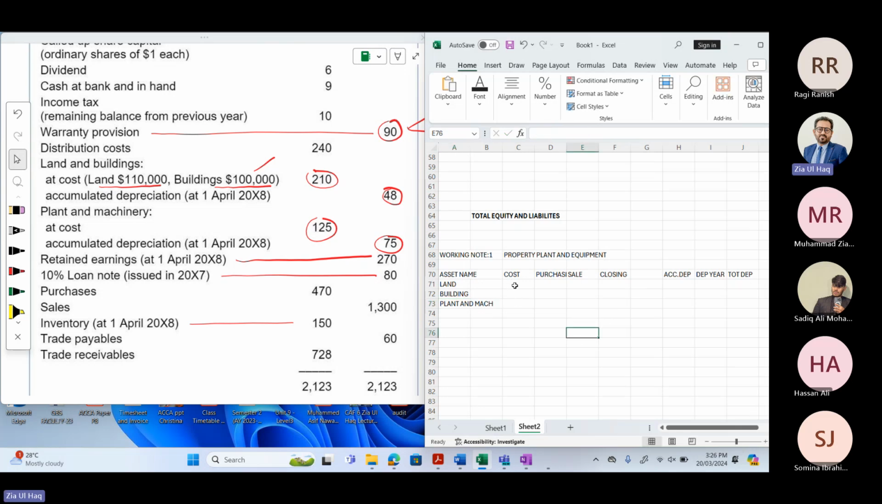Okay, the cost of land is what? 110,000. Is there any purchase? No. Is there any sale? No. Is there any accumulated depreciation? No. Is there any depreciation for the year? No. Done.